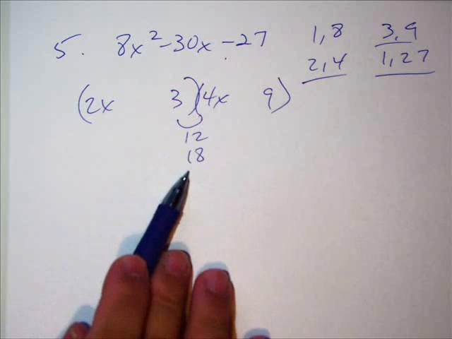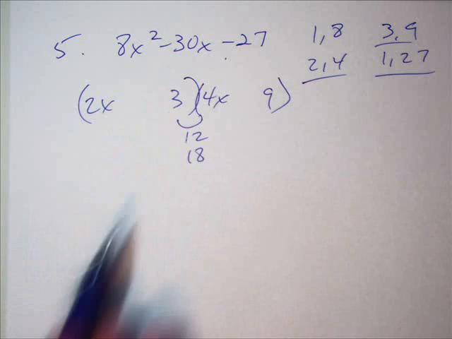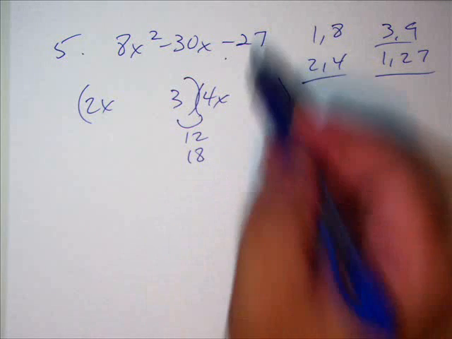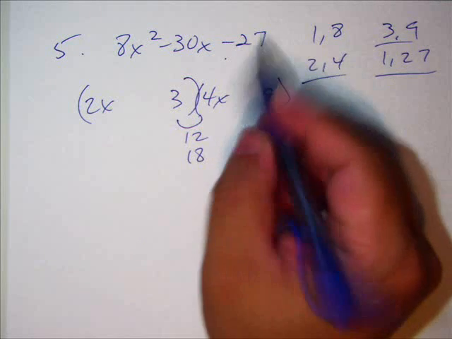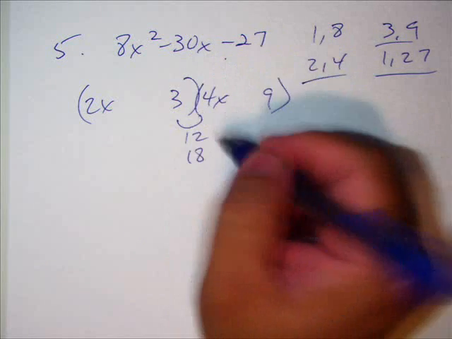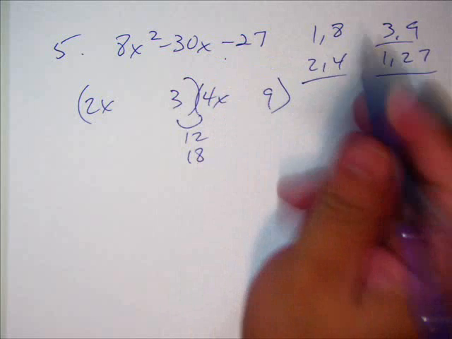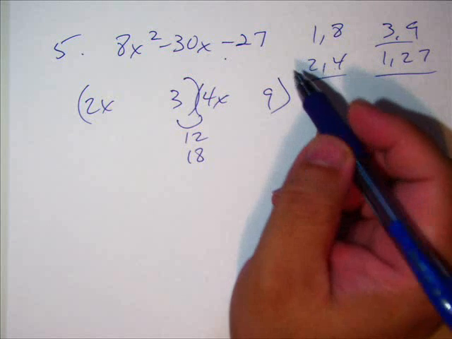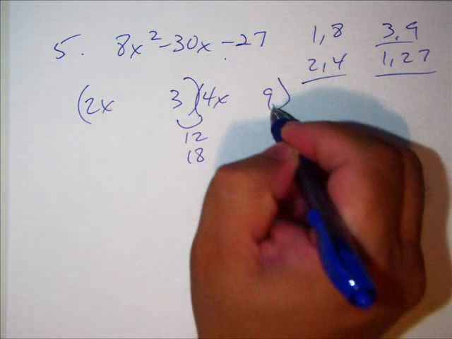Because 12 and 18 added make 30, I was thinking that should be it, that we got it. But because it's a minus 27, a negative 27, they have to subtract to make 30. So, in fact, this is wrong. Grr. So that means we need this to be a little bigger.